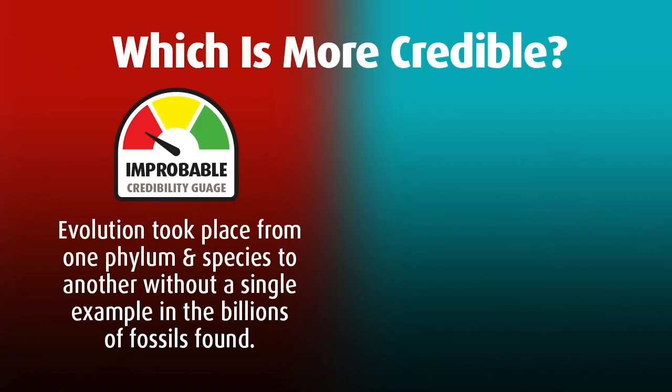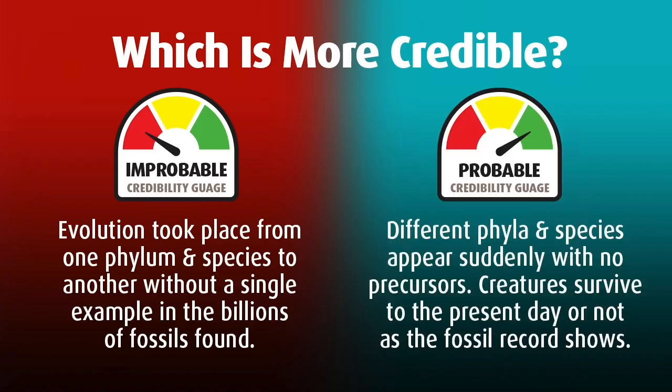Evolution took place from one phylum and species to another without a single example in the billions of fossils found. Or different phyla and species appear suddenly with no precursors. Creatures survive to the present day or not, as the fossil record shows.